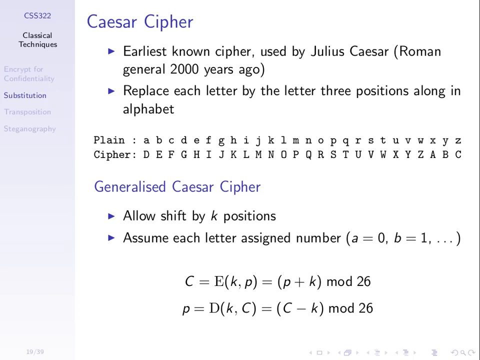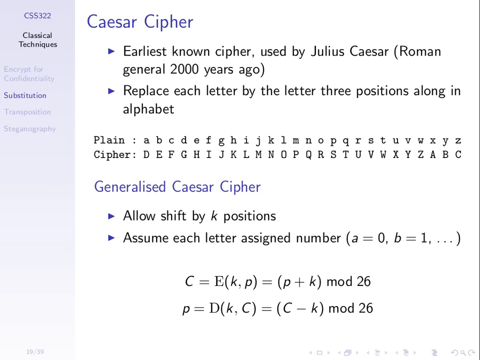And we can express that as a mathematical function or as an equation, the encryption process. Assume now each letter is assigned a number. So instead of A, B, C, think of 0, 1, 2. So starting from 0, going up to 25. Z is 25. Then the encryption process, we take the input plaintext letter, P, and the number of positions we shift by is K. So for the original Caesar cipher, K is 3. The input plaintext letter, P, plus 3, mod 26 is used to consider the case when we wrap around.